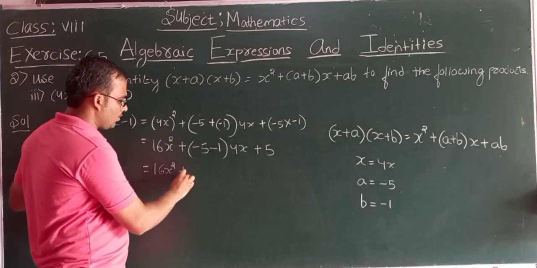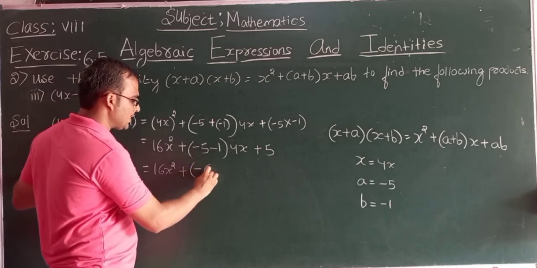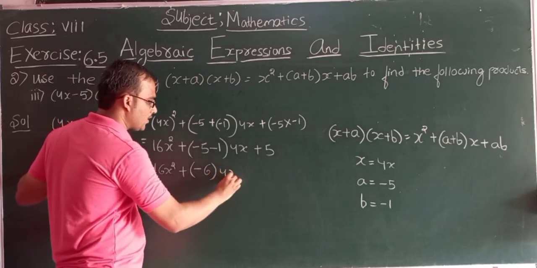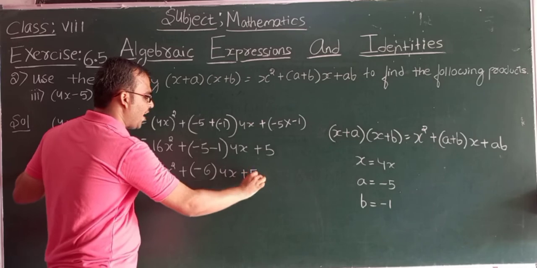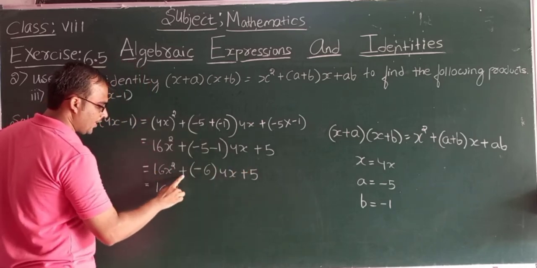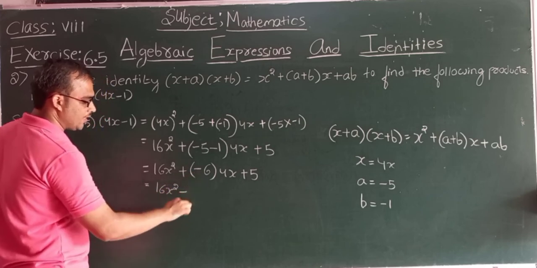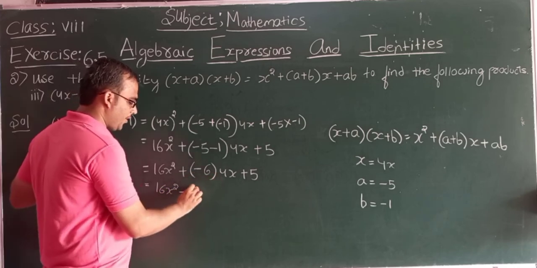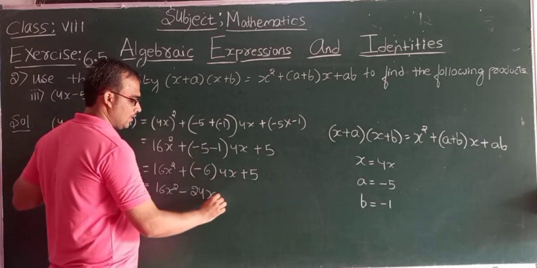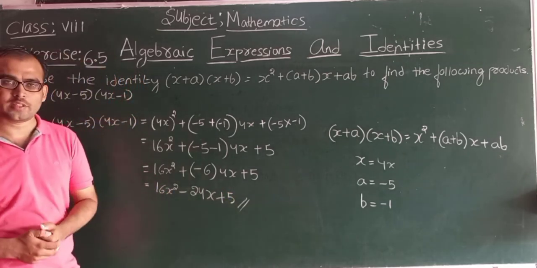Now students, look here. Minus 5 minus 1 will be minus 6. Next, 4x plus 5. Now 16x square. Plus into minus will be minus, 6 4s are 24, into x plus 5. So this will be the solution for the third problem.